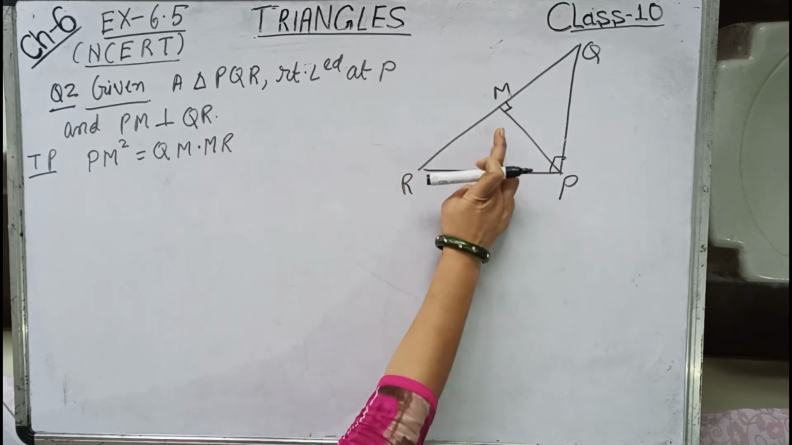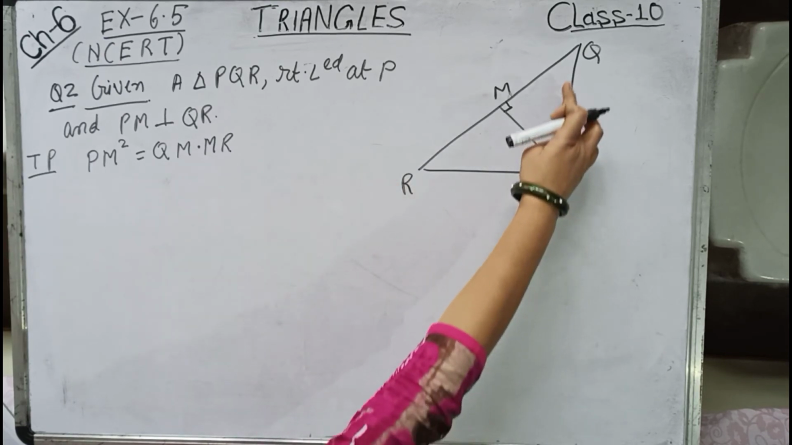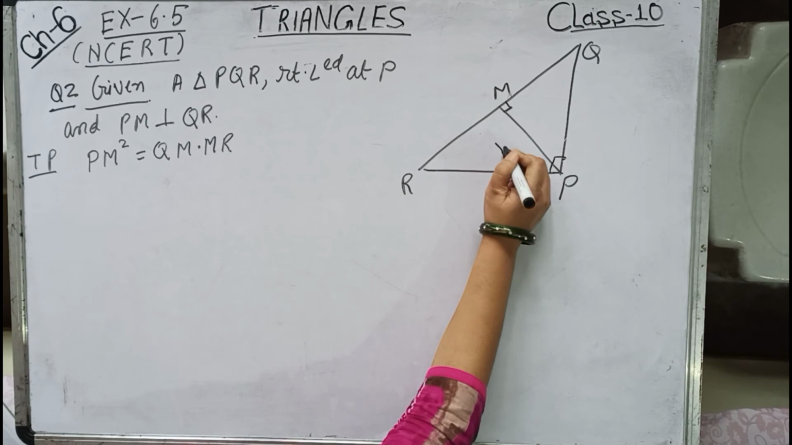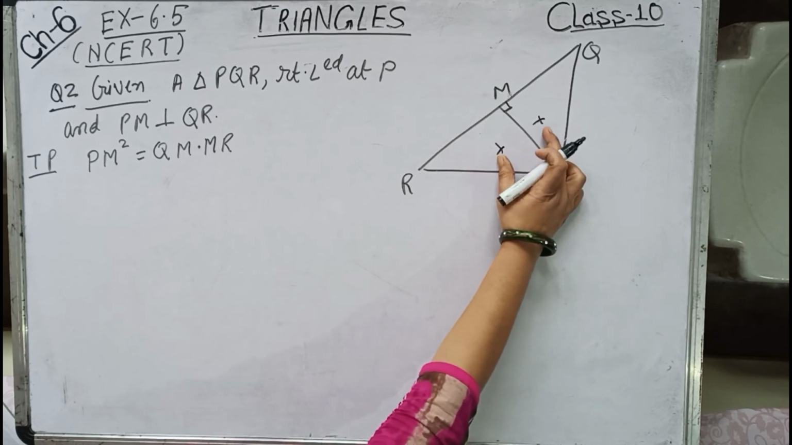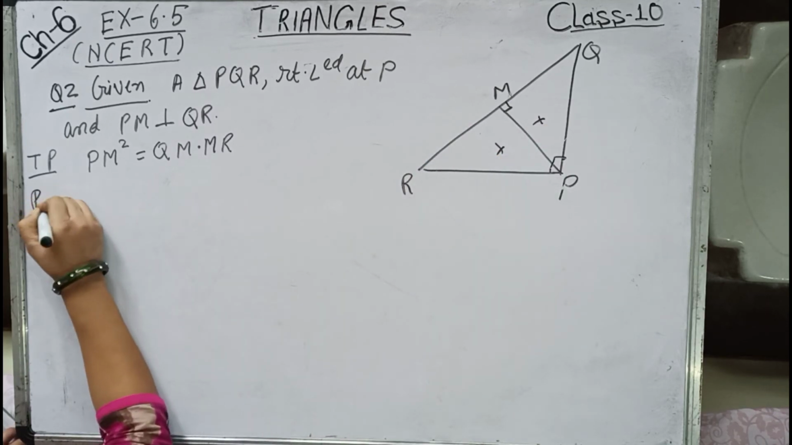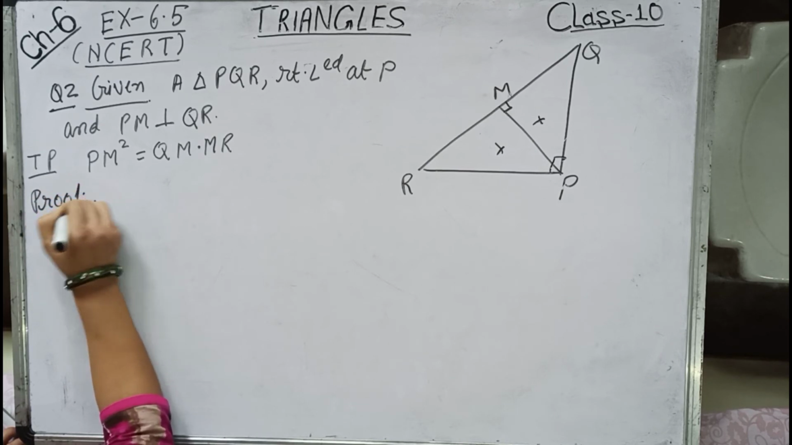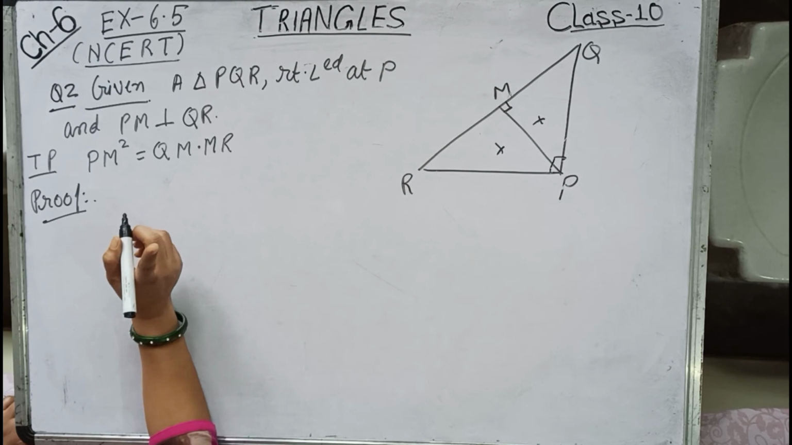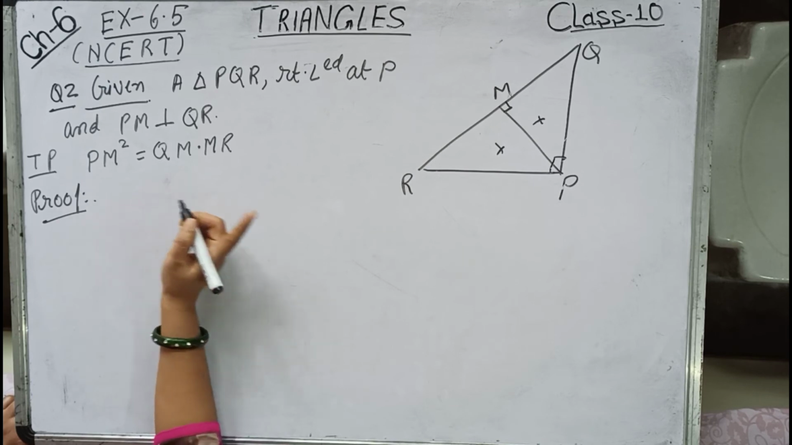We have to prove PM square equals QM into MR. So obviously by seeing the parts we can observe that these two triangles, if we prove similar, we will be getting our result. So let us start. Proof. Remember that theorem which I did in the criteria of similarity. I think theorem number 4 it was.